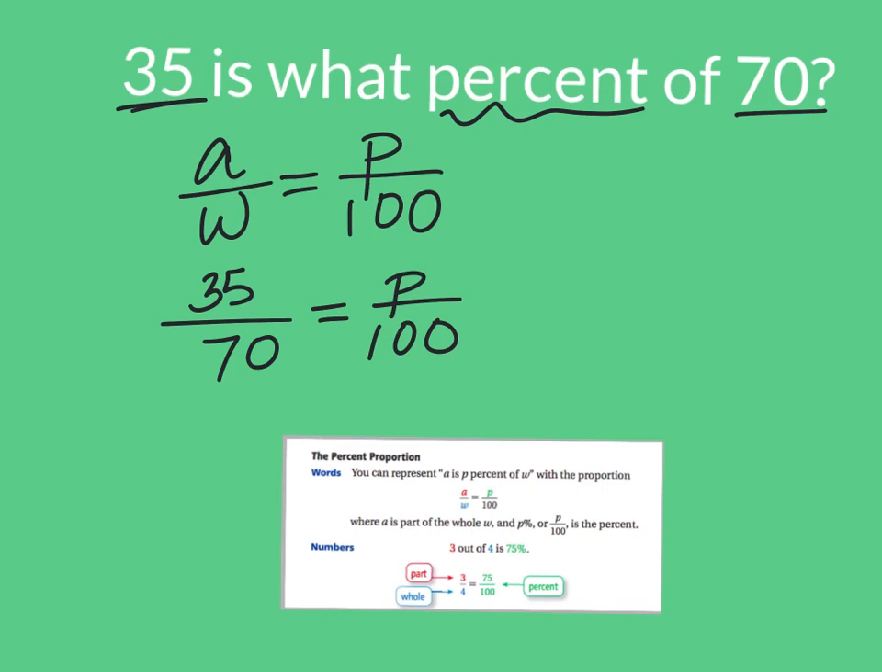Now, on this one, I might be able to look and say, oh, 35 is half of 70, which would make that percent 50%. Okay. If I didn't see that, of course, I could use cross products to solve.